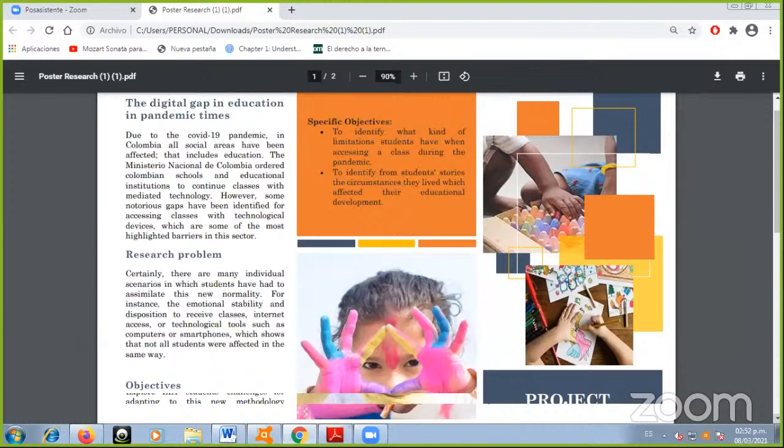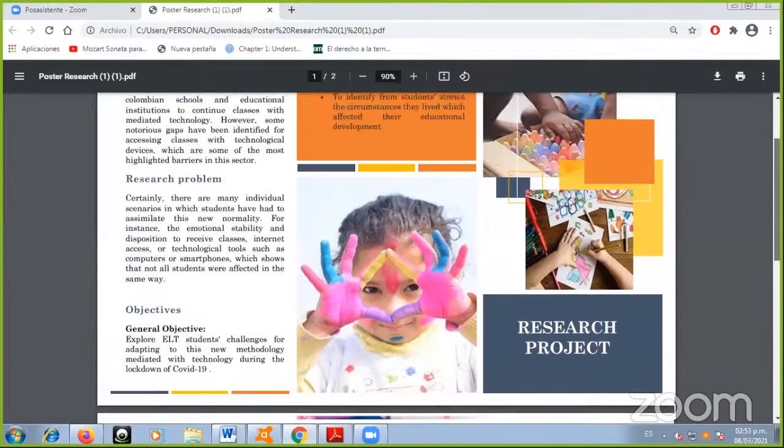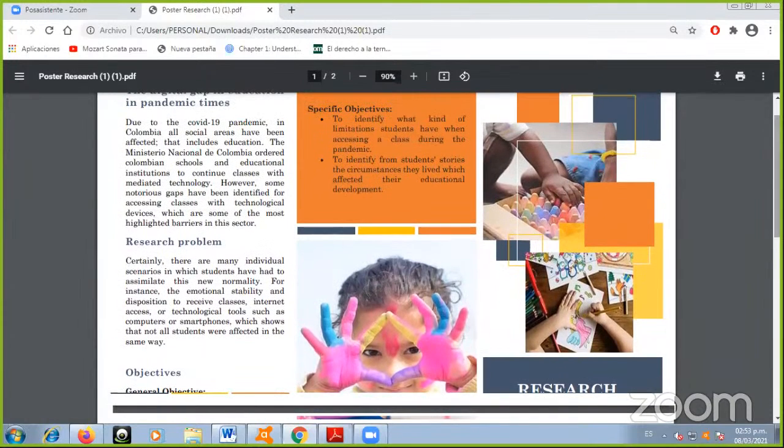Can you move on, Juliana? Our general objective is to explore ELT students' challenges for adapting to this new methodology mediated with technology during the lockdown of COVID-19. And now Juliana is going to explain you a little bit more about the specific objectives and the methodology.